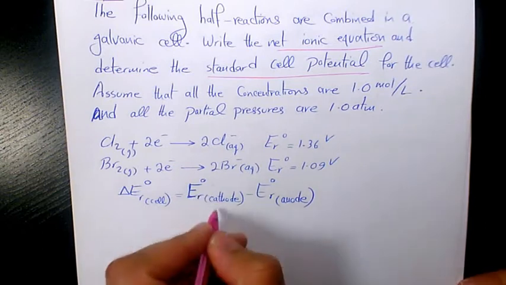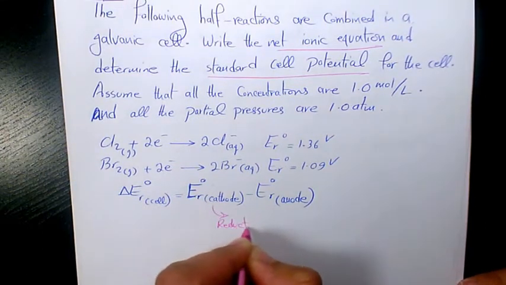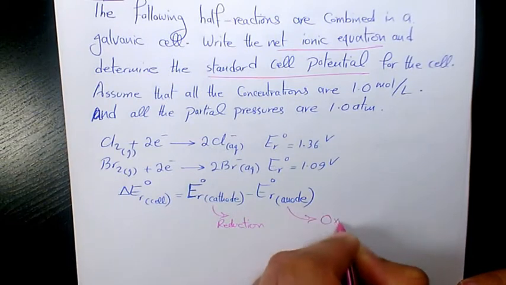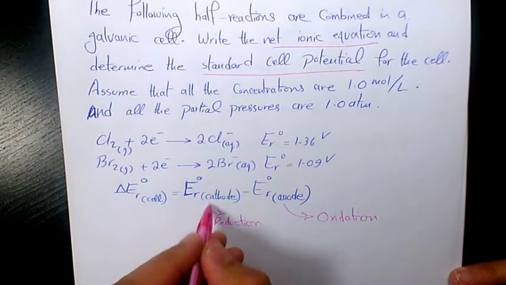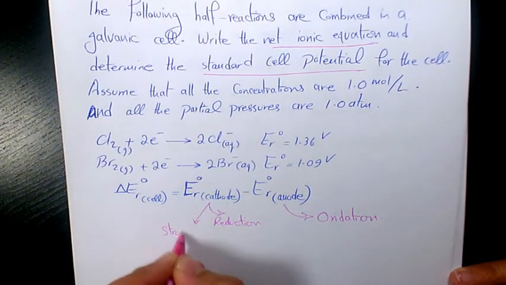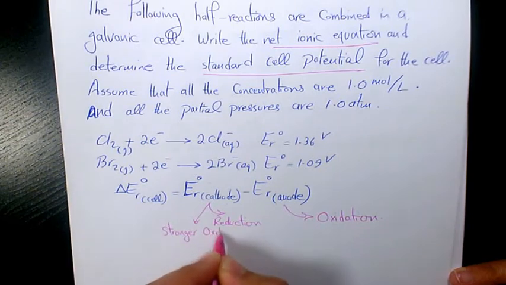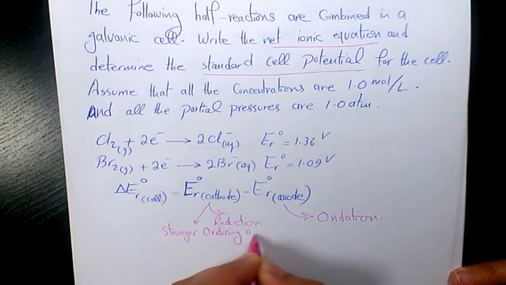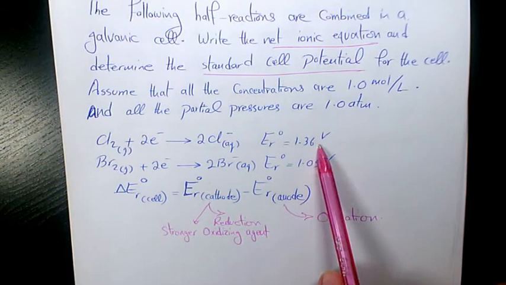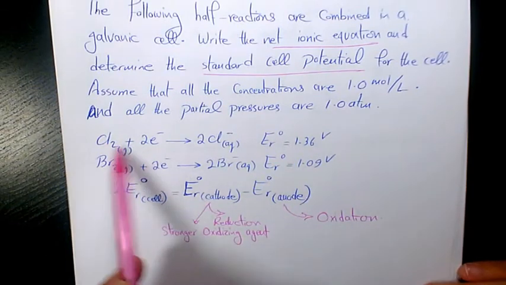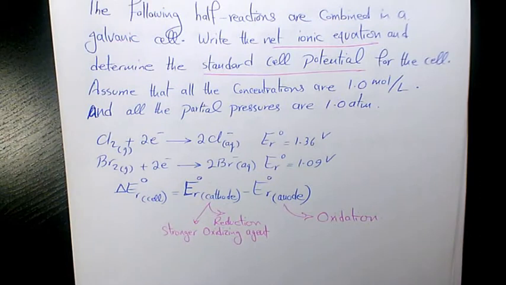Cathode is where reduction occurs and anode where oxidation occurs. Cathode is the one that is the stronger oxidizing agent. It means that in the standard reduction potential table, this one must be on top of this one. So when we compare these two, 1.36 is greater than 1.09. It means that chlorine is a stronger oxidizing agent compared to bromine.